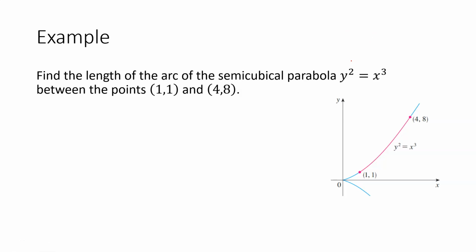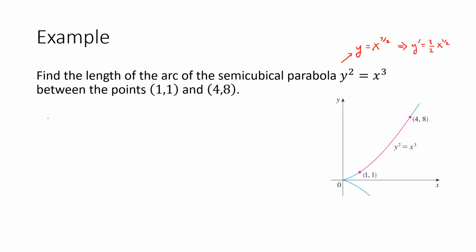Now let's first solve for y in this equation. Since we know that y is in the part of the graph where it's positive, we can write this as y equals the square root of x cubed, which is really x to the 3/2 power. And hence we can also get y prime as 3/2 x to the 1/2 power.